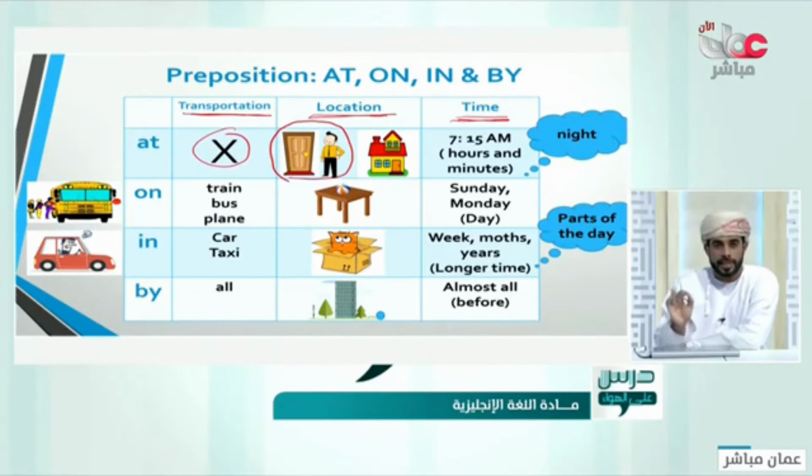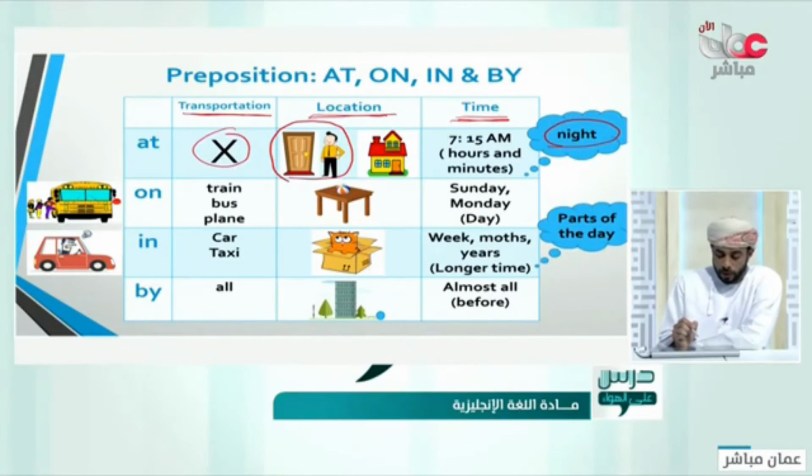It's also very specific. We use it with hours and minutes, and say at night, at 7 or at quarter past 7, at 9 o'clock. So we use "at" with the time, and we can say also at night, because night is time, at noon. Good. Again, we don't use "at" with transportation. In location, it means either an exact, very specific place, or an open place. And with time, we use it with hours and minutes. Let's move to "on".